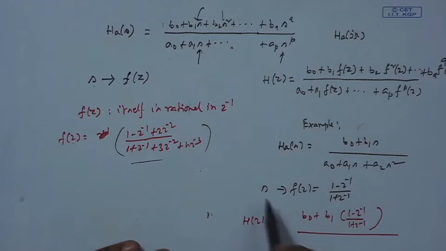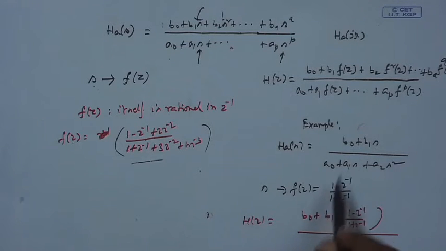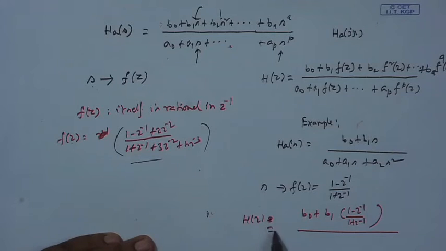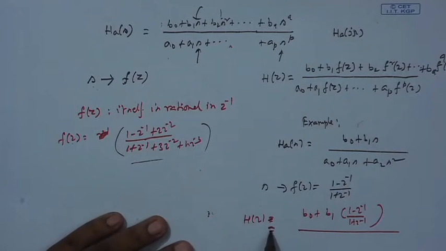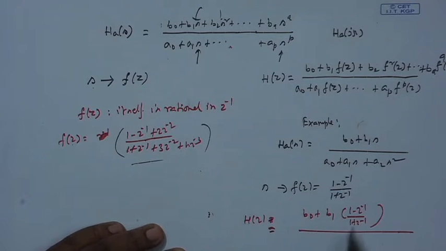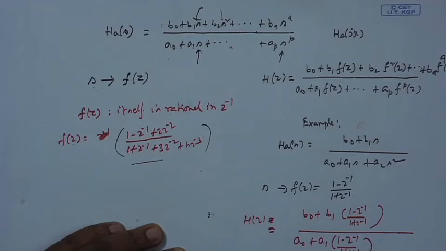So, by this replacement of s by some f(z), I get another transfer function of a digital system, a DSP system, and this will be like B0 plus B1 times, instead of s, we have got this, then A0 plus A1 times, instead of s, we have got this, then A2 square.